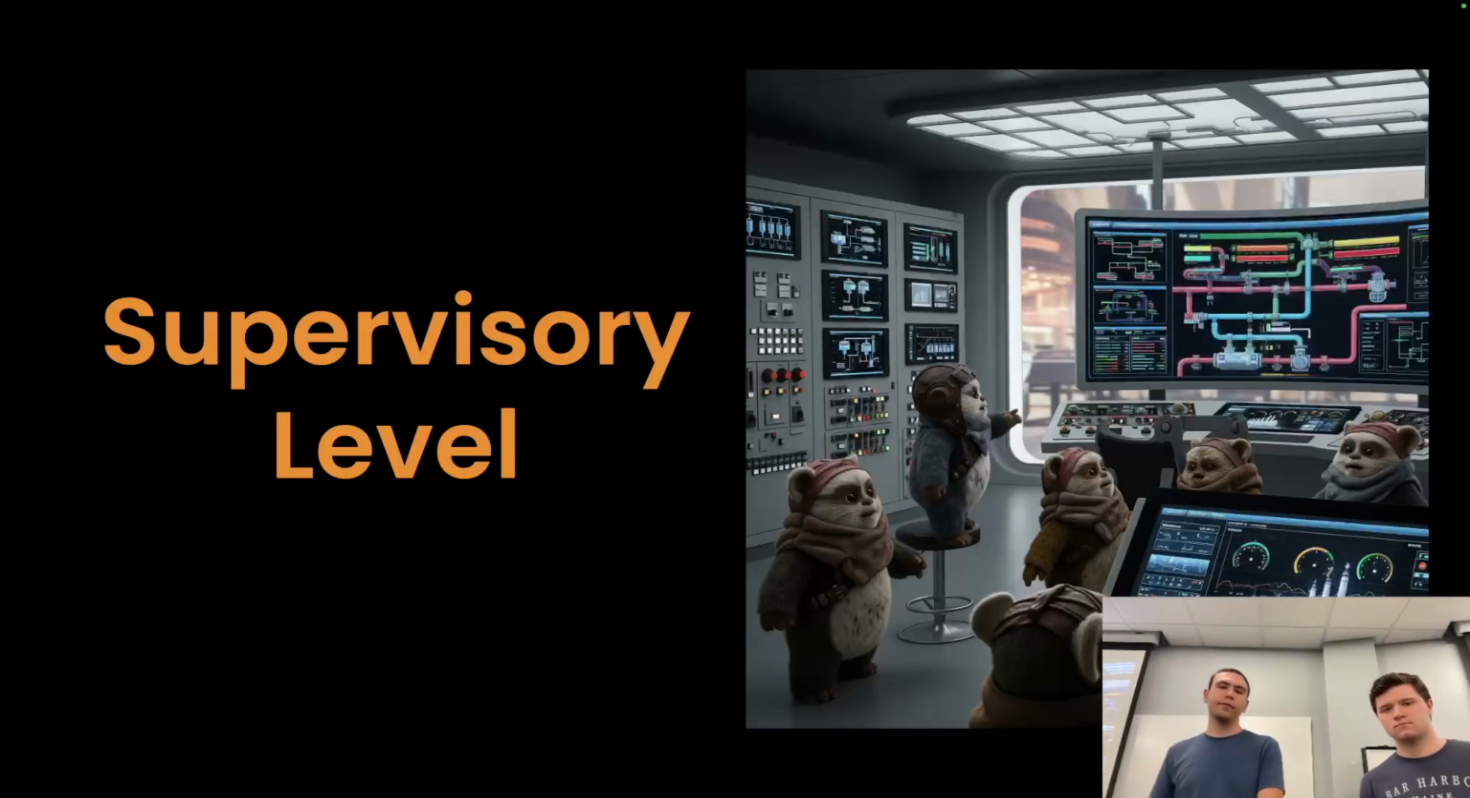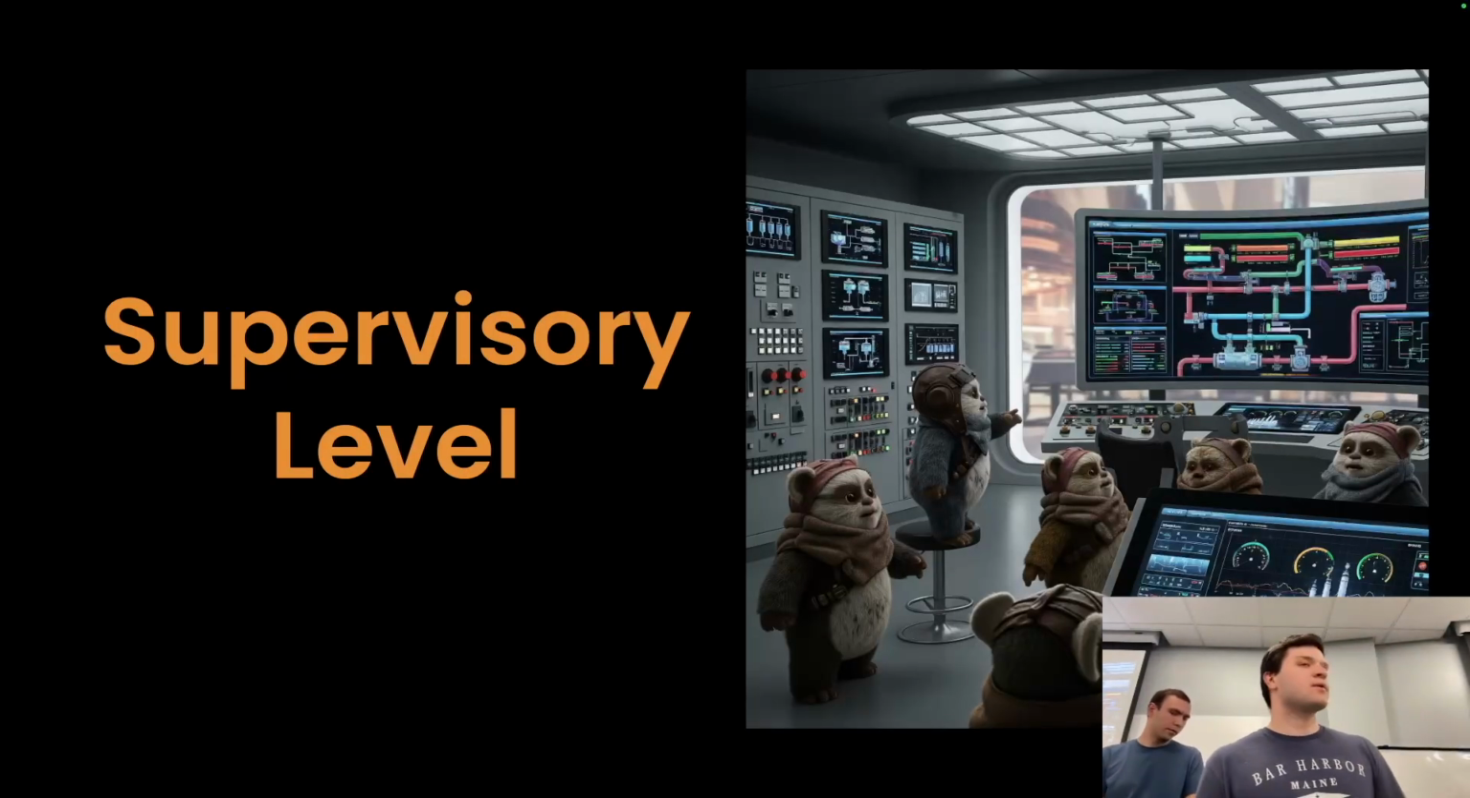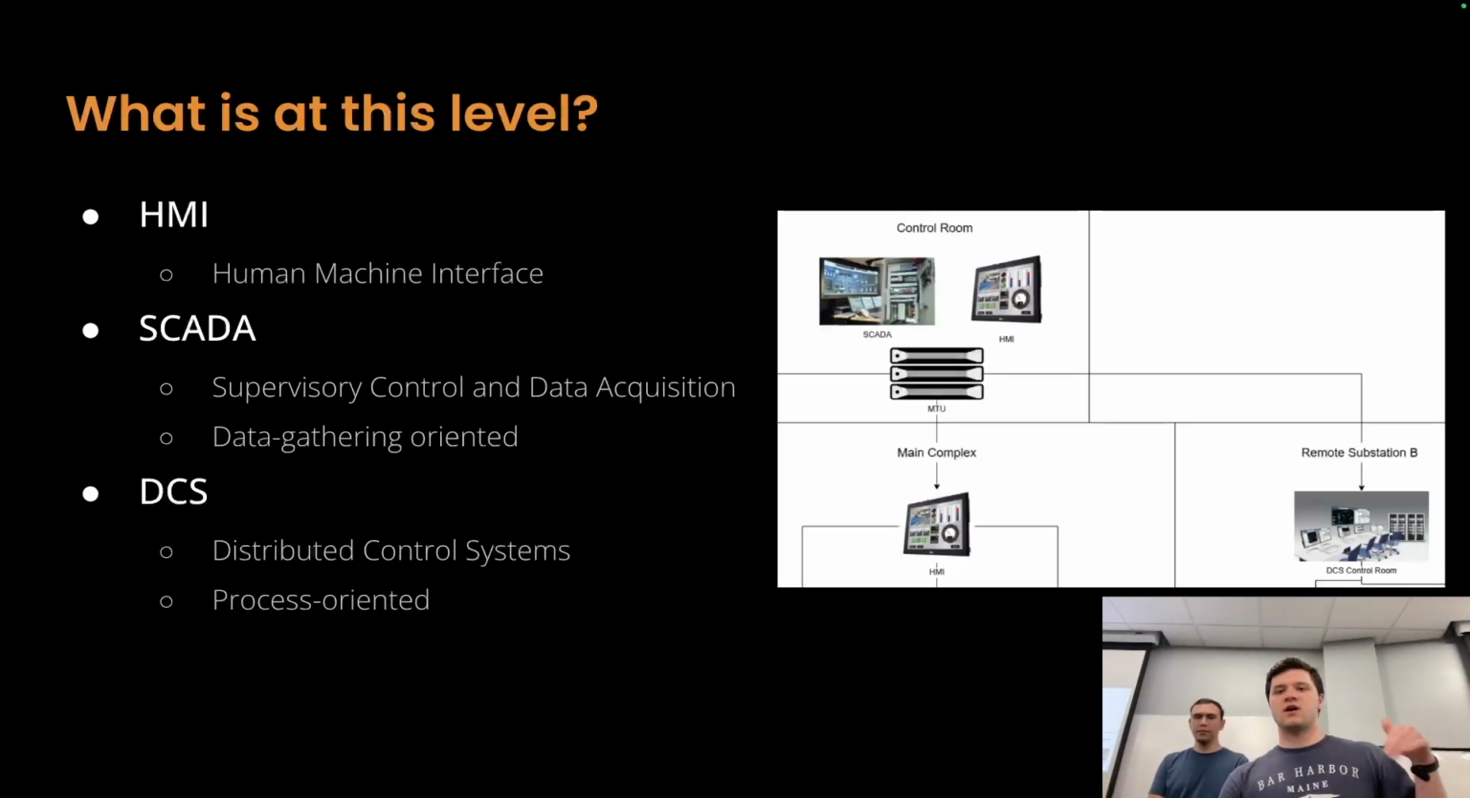Okay, so now we're going on to the supervisory level. This is referring back to the Purdue model, layer 2. At this level, you have the software and hardware that is supervising the components that we've talked about so far. If we go back to our EWOC scenario, this is what allows them to see all their processes, configure alarms, and manage their grid centrally.